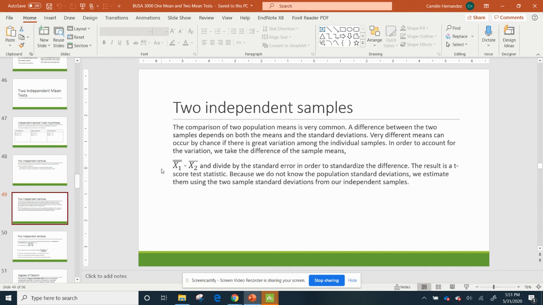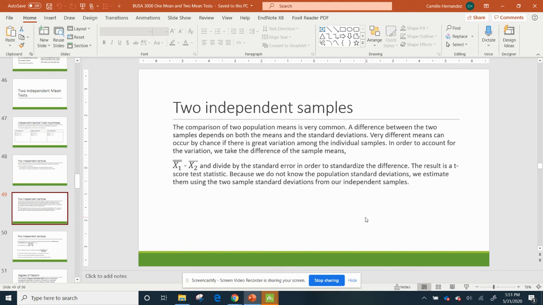In order to account for the variation, we take the difference of the sample means: the sample mean of one minus the sample mean of two, divided by the standard error in order to standardize the difference. This gives the t-score test statistic, the t-value. It's not a big deal; you saw it with the one mean t-test.